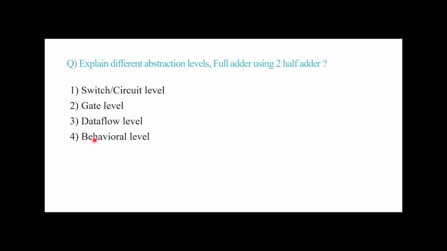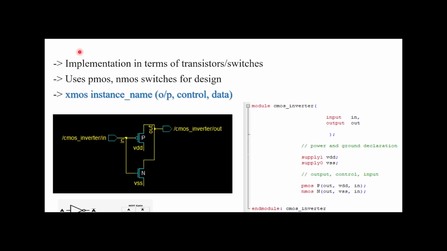Let me explain each one with simple examples. If you see switch or circuit level, here the implementation of our digital circuit will be in terms of transistors or switches. By using PMOS or NMOS switches, we can design our circuit. And the syntax for this is XMOS, which I have written over here. X means P or N, so let's say NMOS or PMOS.